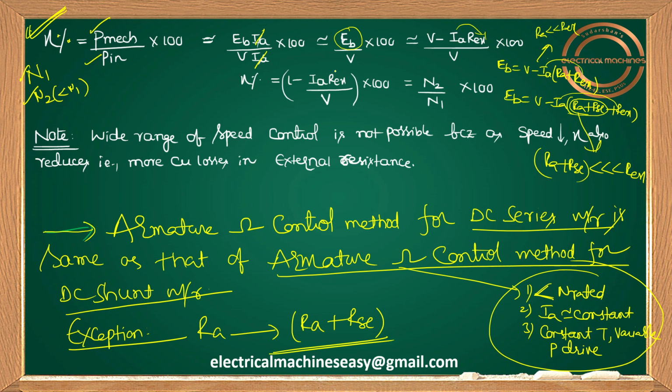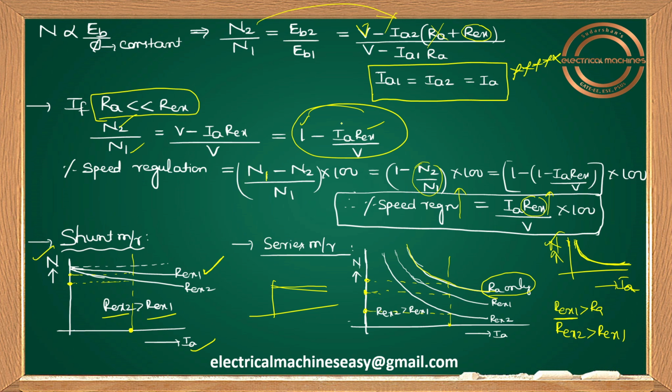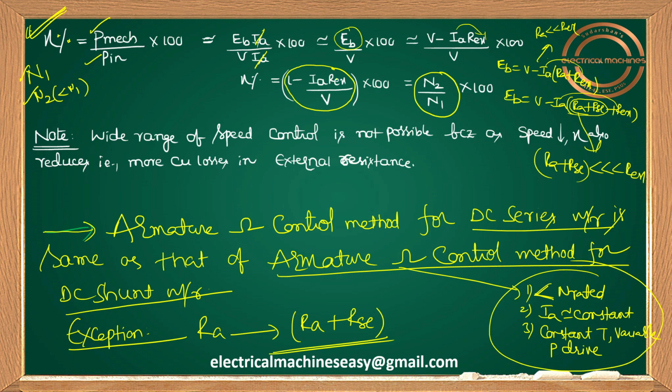If you remember, 1 minus Ia Rex by V means N2 by N1 only. Those who are in doubt can refer to this. I wrote here N2 by N1 means 1 minus Ia into Rex by V. I copied this from the previous slide. So in place of 1 minus Ia into Rex by V, I can write N2 by N1 into 100.